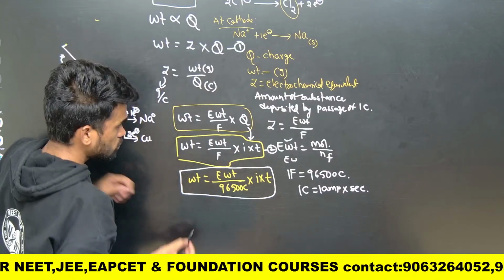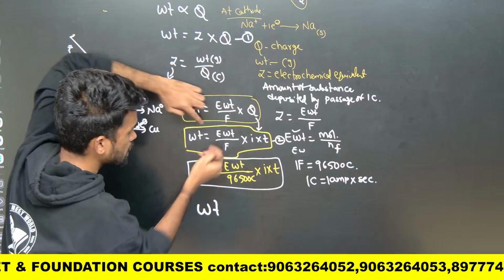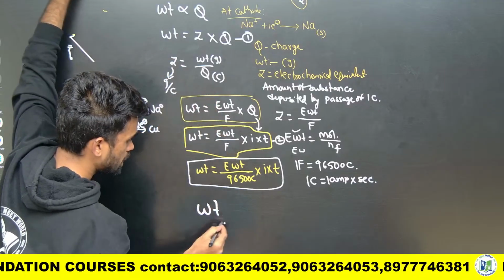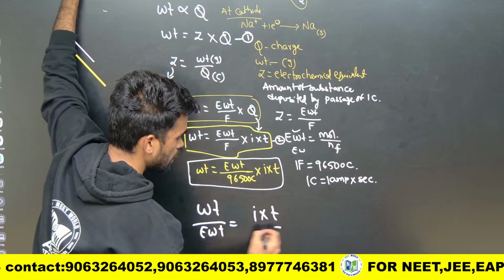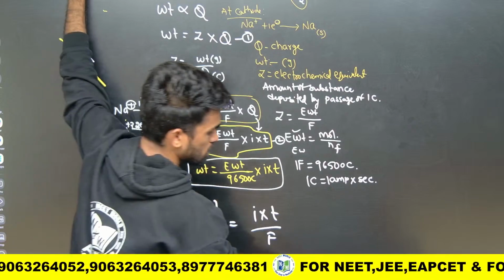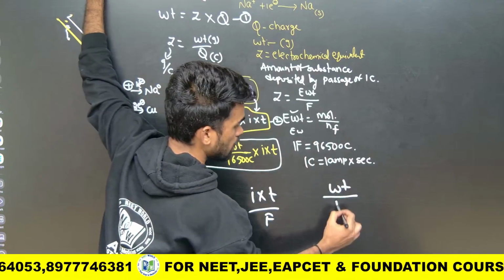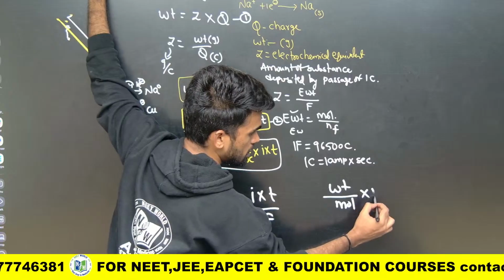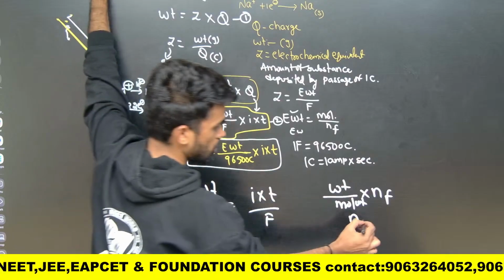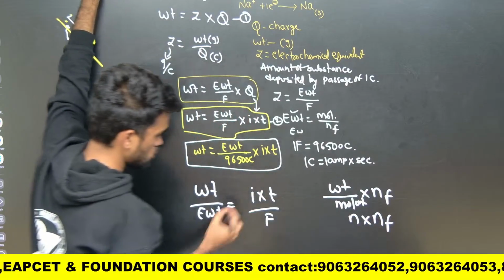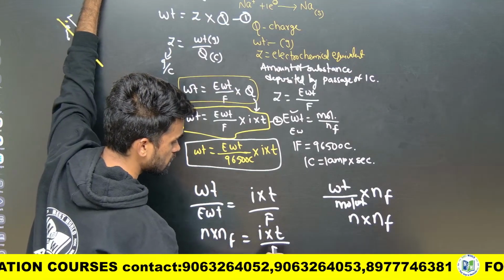Now here I am writing weight as it is. This equivalent weight in the numerator I am sending this side. It will become weight by equivalent weight equals I into T by F. So weight by equivalent weight means what? We know weight by equivalent weight means molecular weight by n factor. So weight by molecular weight is nothing but number of moles. So number of moles into its n factor, n into n factor, is equal to I into T by F. This is another formula you can write.